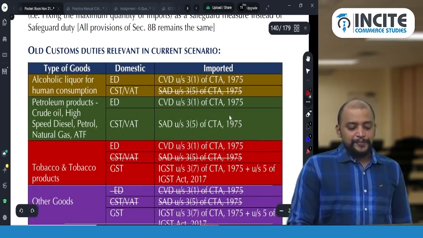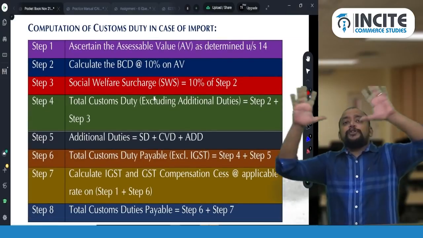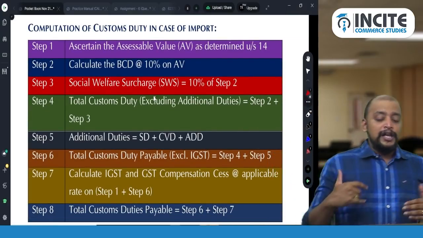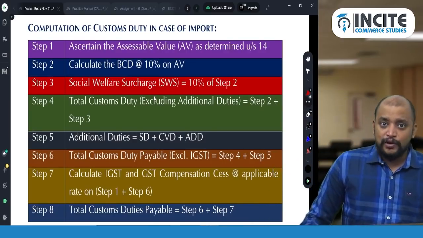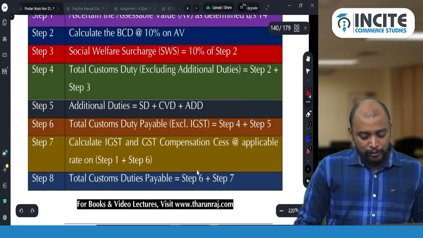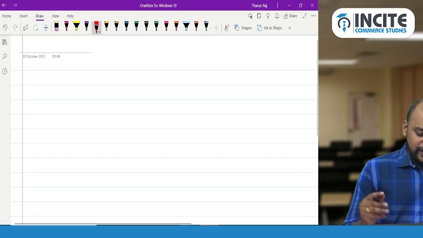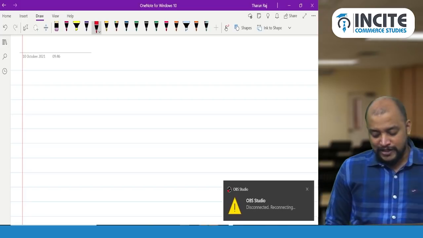So this we already discussed, and so overall we understood what the various customs duties involved are. Now the computation. The computation will involve 3 steps, mainly 3 blocks. So what are the 3 blocks that we need to understand? In the first block, we will be taking basic customs duty.